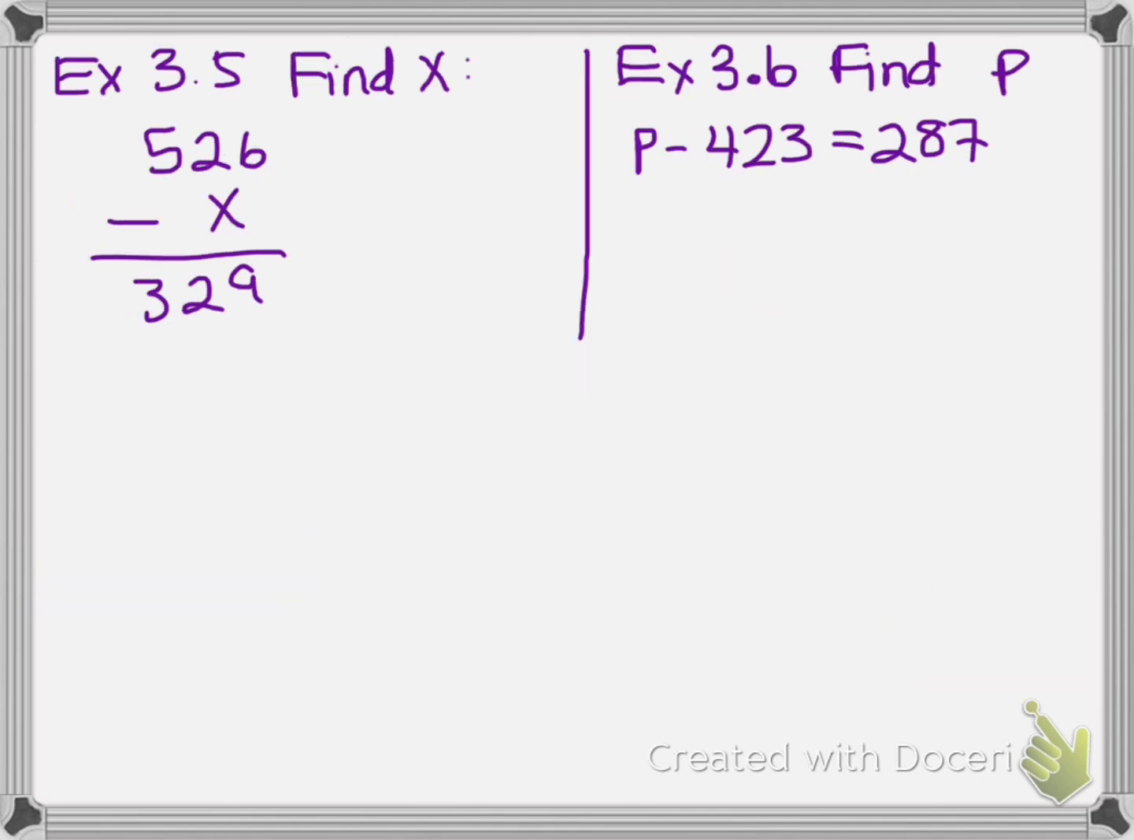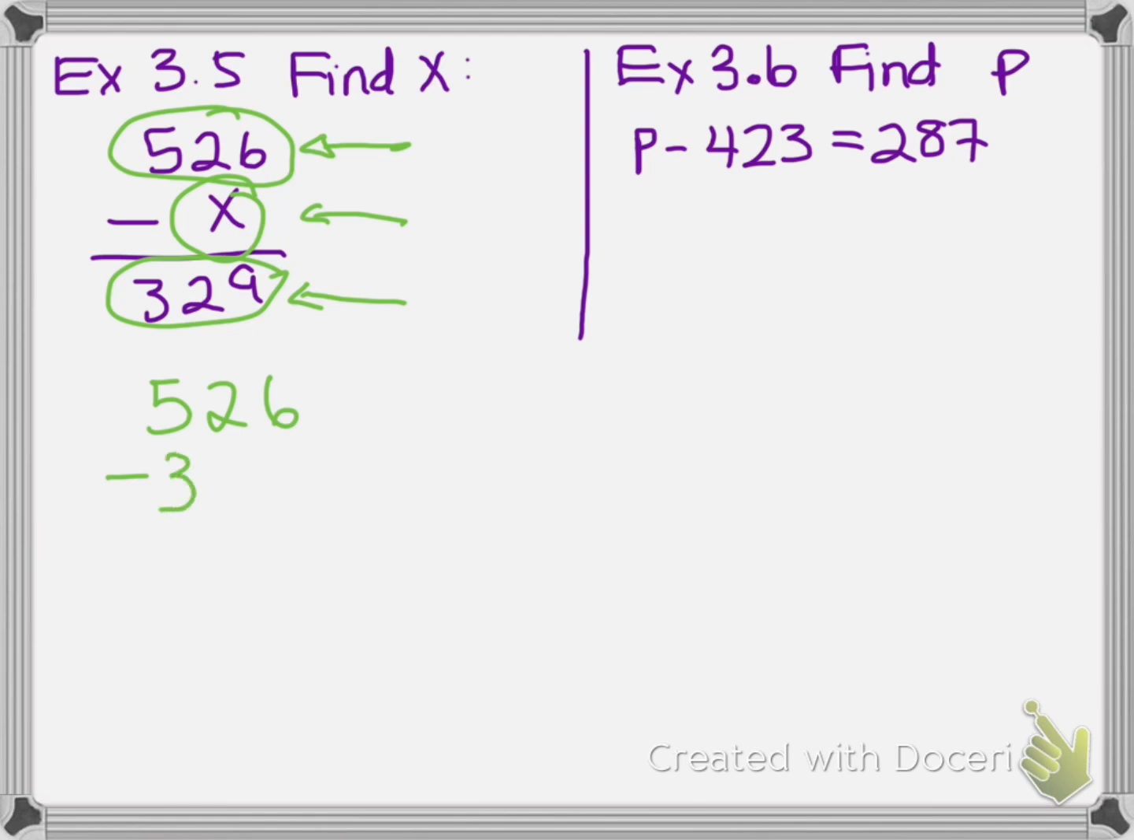In example 3.5, we have a subtraction. Now remember that in this case, since it's a subtraction, this is the biggest number. So this one minus this one is going to give me another part. So these two together add up to this one that is the biggest one. And so in this case, what we have to do is just subtract 526 minus 329, because 329 is one of the parts. So we can find the other part, which is x.